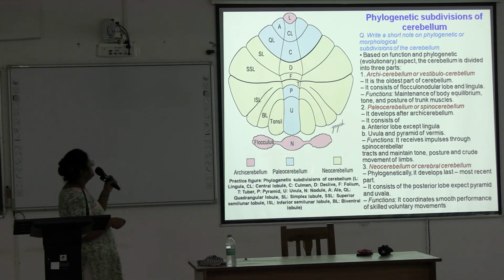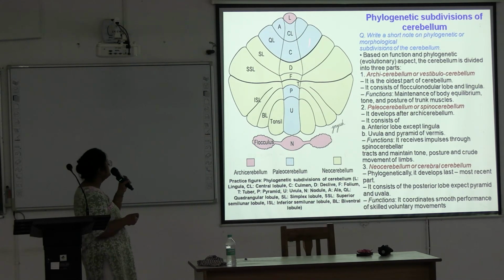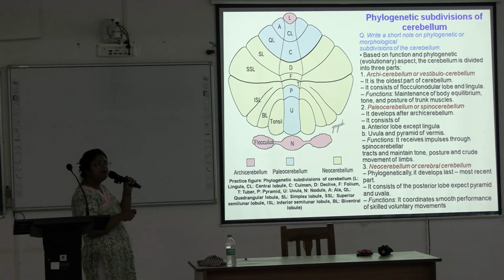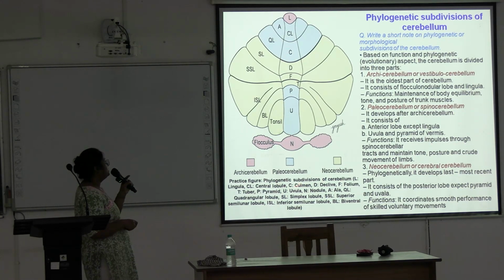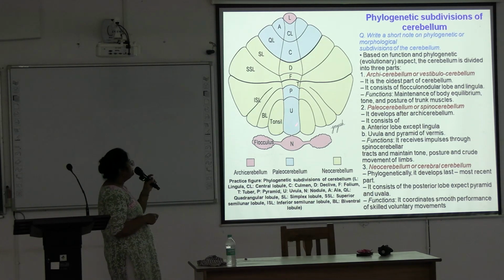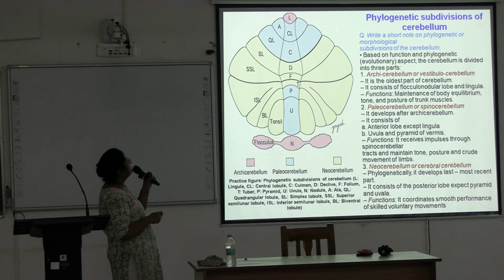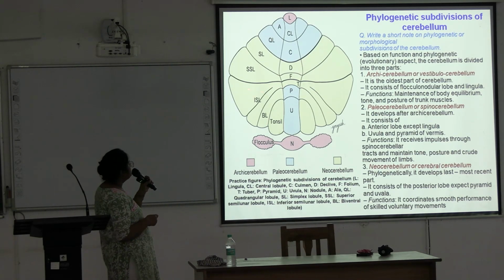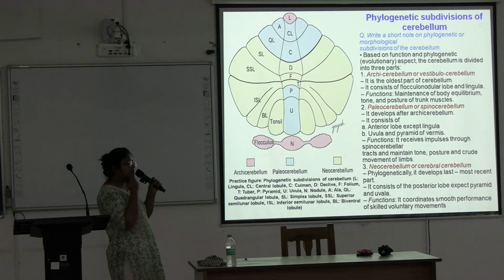Okay, so we have done color coding for these three parts in this diagram. The pink portion represents the archicerebellum. It includes the flocculonodular lobe and lingula. Okay. Next, the paleocerebellum, colored blue. The pyramid and uvula of the vermis, and here the central lobule, culmen, and their corresponding parts are forming the paleocerebellum. Next, neocerebellum. The whole of the yellow portion, all the rest of the portion, is forming the neocerebellum.